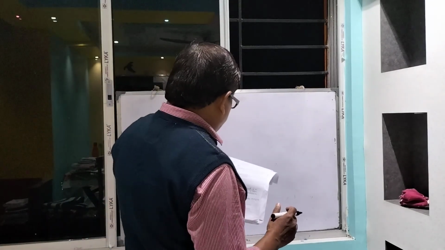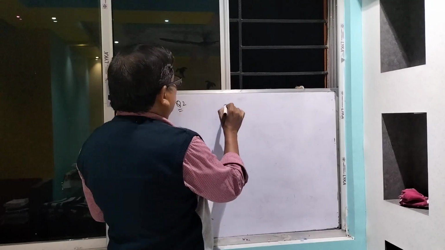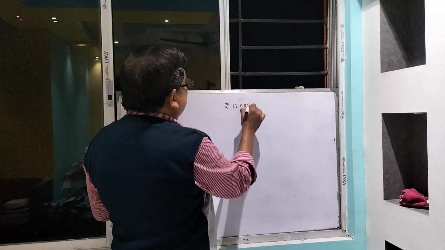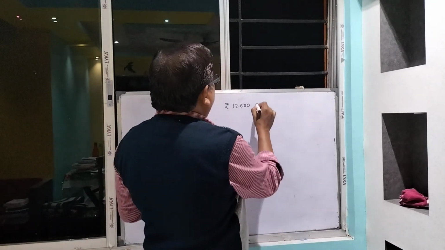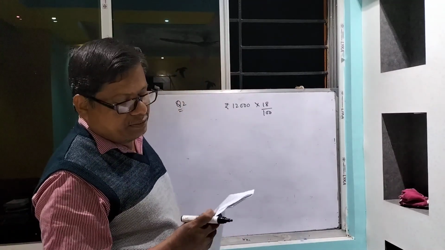Okay, first question. And the second question: a dealer in Agra bought some goods worth ₹12,000. If the rate of GST is 18%, then the amount paid by the dealer. Say, look at here, GST is given 18%. The question number one I'm discussing, question number two: ₹12,000 of 18%, 18 by 100.